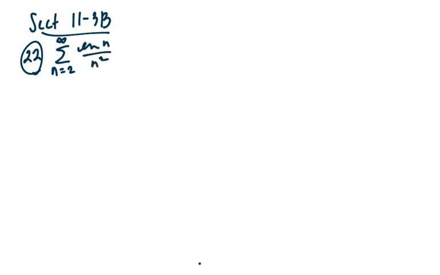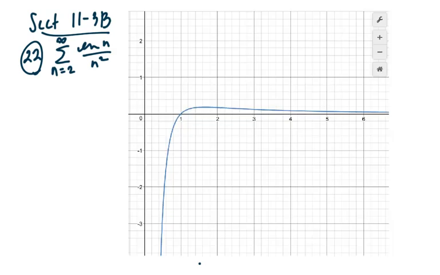Before we use the integral test, we need to stop and think: are the conditions met? Is it decreasing, continuous, and positive? Let's look at that graph. As you look at the graph, you can see that it's definitely increasing starting at 2.